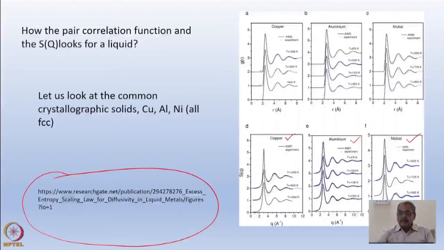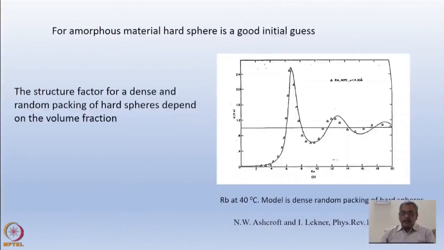So this is how it looks for the common metals in molten form. As I told you, this is an example. This is rubidium at 40 degrees centigrade, taken from this reference. In the structure factor, you can see these triangles are the experimental points, and the continuous curve is from a random dense packing of hard spheres, and they match reasonably well, I would say, over the entire Q range.